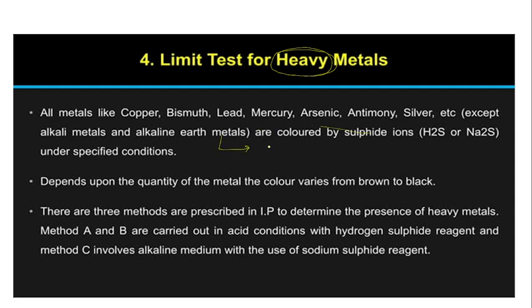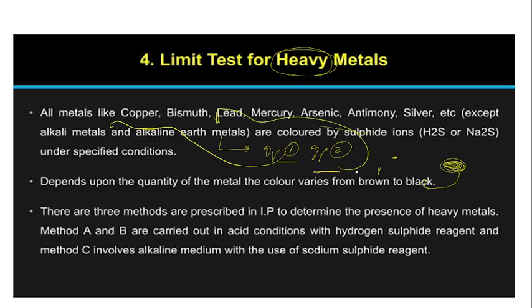In the periodic table, we say group 1 and group 2. So this group 1 is what? Alkali metals. And this group 2 is what? Alkaline earth metals. These names are given to them on the basis of their origination. So except these metals, all other metals are basically heavy metals. Depending upon the quantity of metal, the color varies from brown to black. Obviously, if a compound is having a little amount of metal, then it is having a brown color, and if it is having a large amount of metal, then it is having a black color. So that depends on the color.